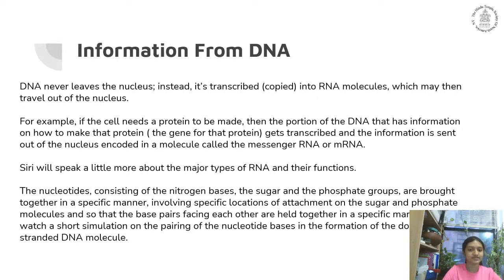The nucleotides, consisting of nitrogen bases, the sugar and phosphate groups, are brought together in a specific manner, involving specific locations of attachment on the sugar and phosphate molecules, so that the base pairs facing each other are held together in a specific manner. Now watch a simulation on the pairing of the nucleotide bases in the formation of the double-stranded DNA molecule.